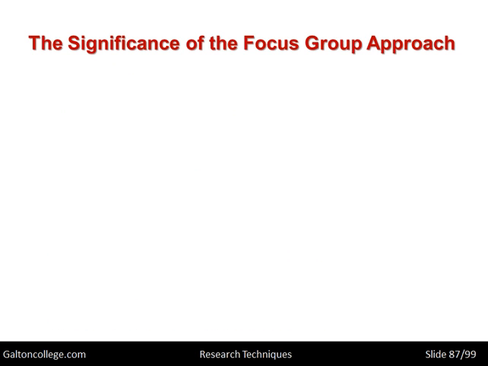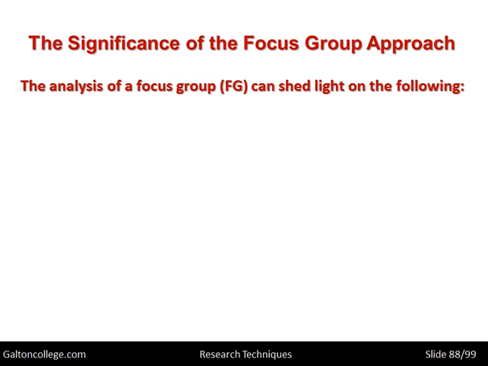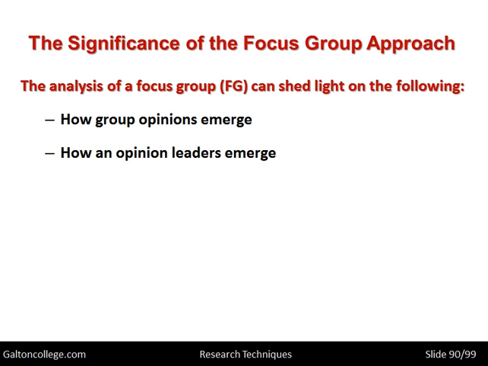Now, the significance of the focus group approach. The analysis of a focus group can shed light on the following. How group opinions emerge. Perhaps people living in the same area may have the same opinions. How does this happen? People working in a particular company may have similar opinions. How can that happen? What is it that leads to that? Who forms the opinions to start? Who are the opinion leaders? Why are these people the opinion leaders? How did they emerge as the opinion leaders?